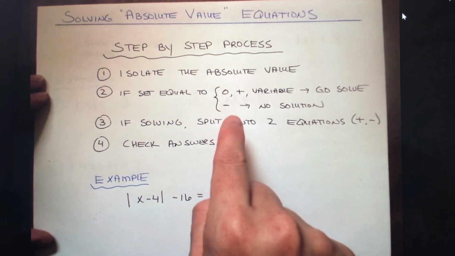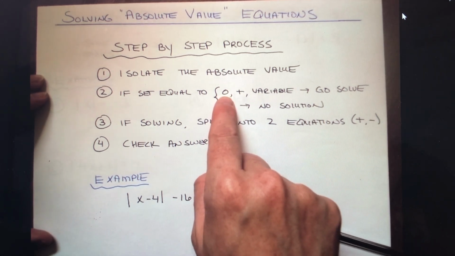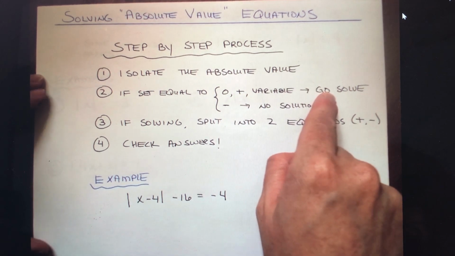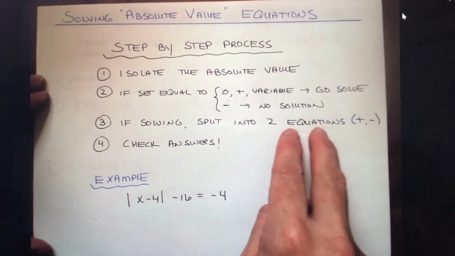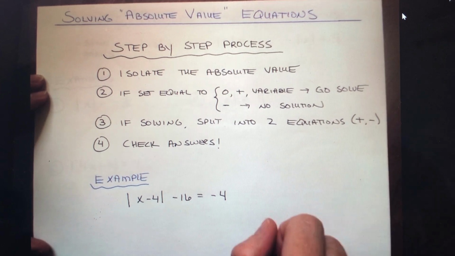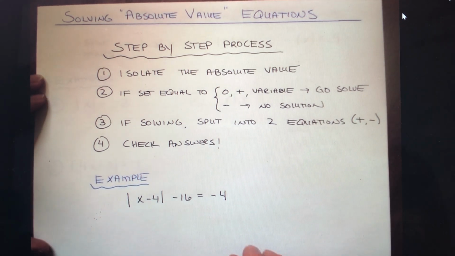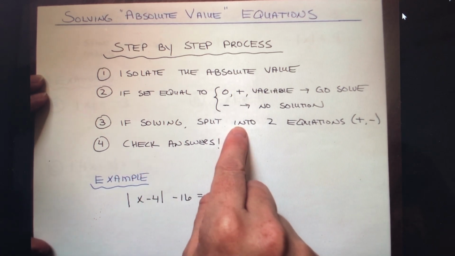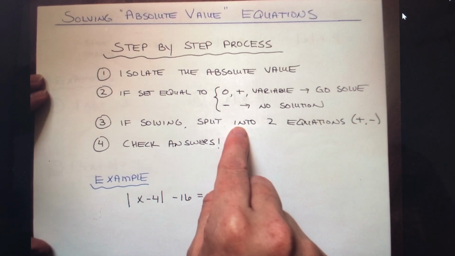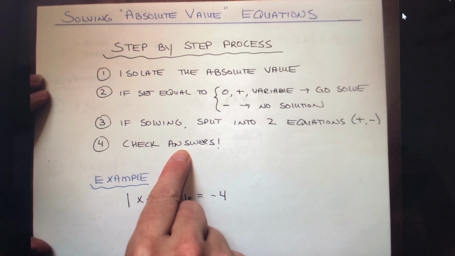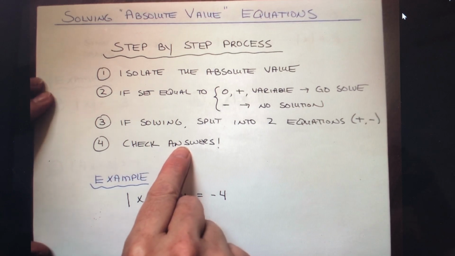They're handled slightly differently. But let's say that once we isolate it, it is set equal to either 0, something positive, or a variable expression, and we decide to go solve that. We solve it by splitting it into two different equations. One will handle the positive case, and the other one handles the negative case, and you'll see what is meant by that in the examples. And then finally, and importantly, once you solve those equations and get some potential solutions, at this point they're just potential solutions because you do need to go back and plug them into the original problem and verify that they work.